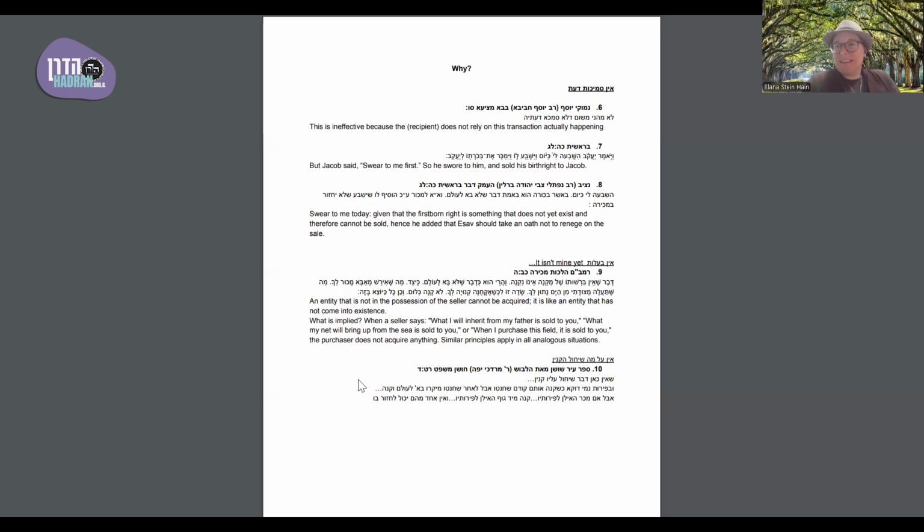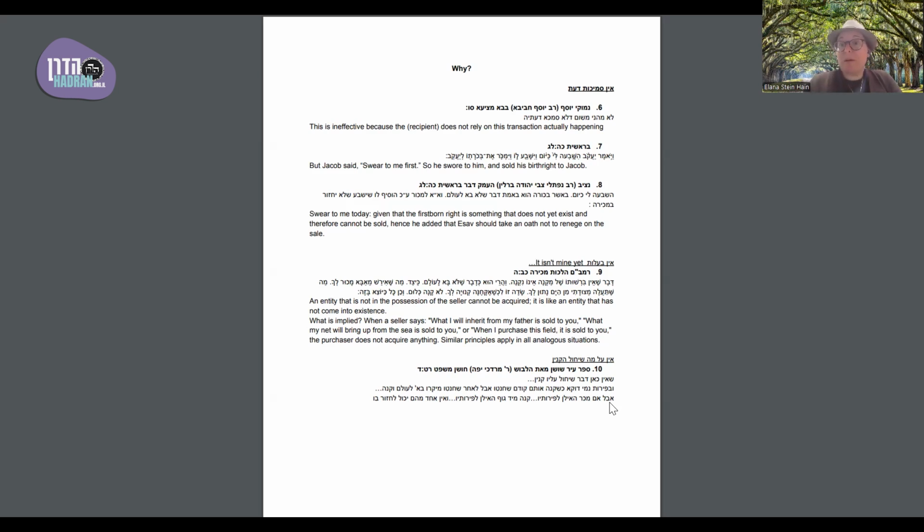Does the kinyan take effect on anything? Does it have to actually be chal on something? So the Levush, for example, Rav Mordechai Yafe, says the issue is she'ein kan davar she'echol alav kinyan. There's nothing on which the kinyan can take effect.